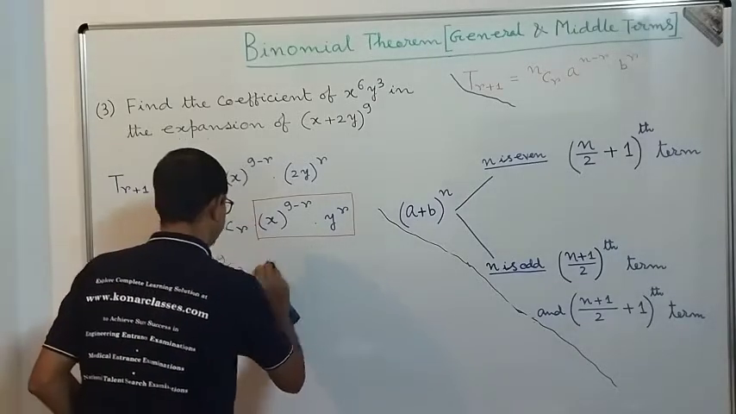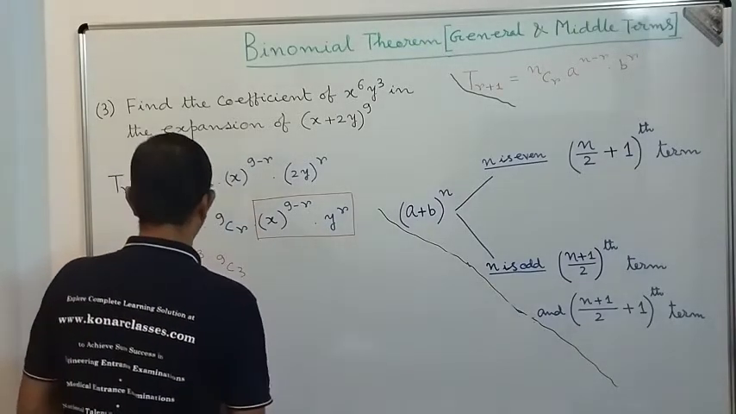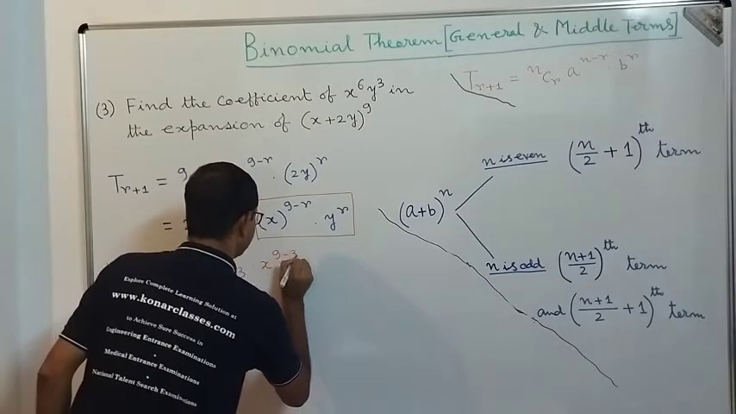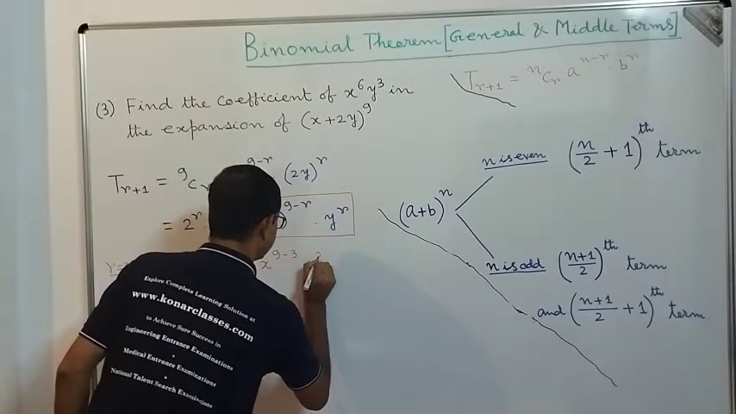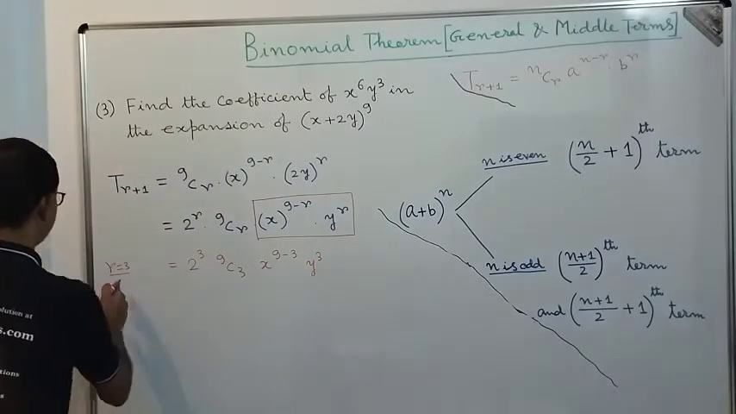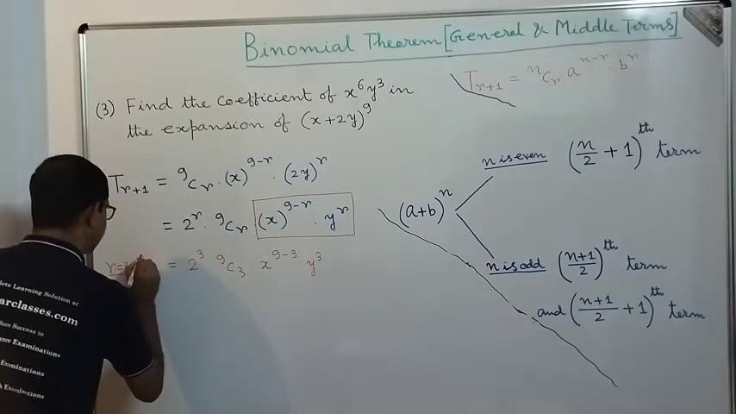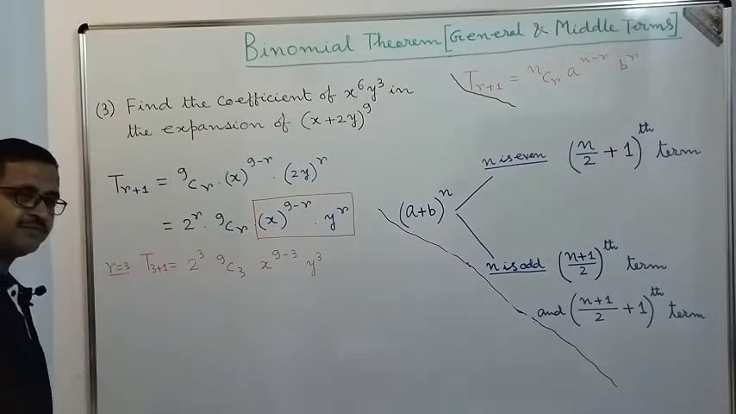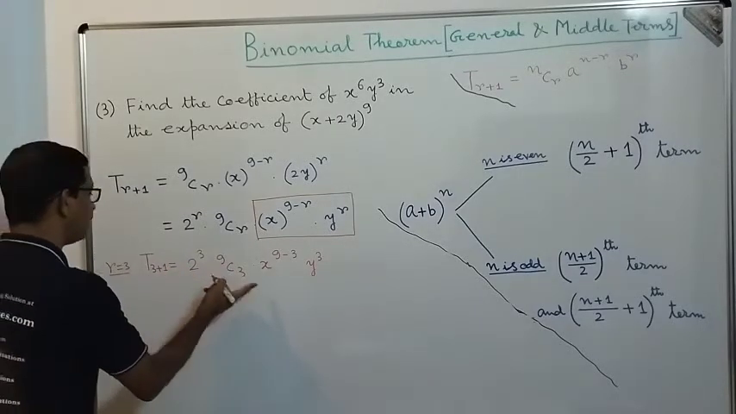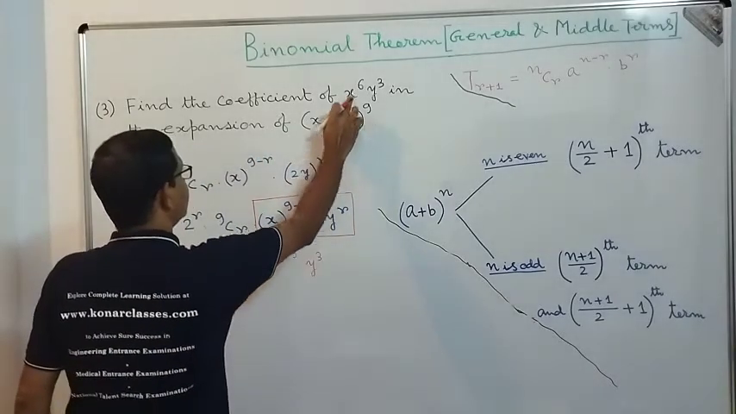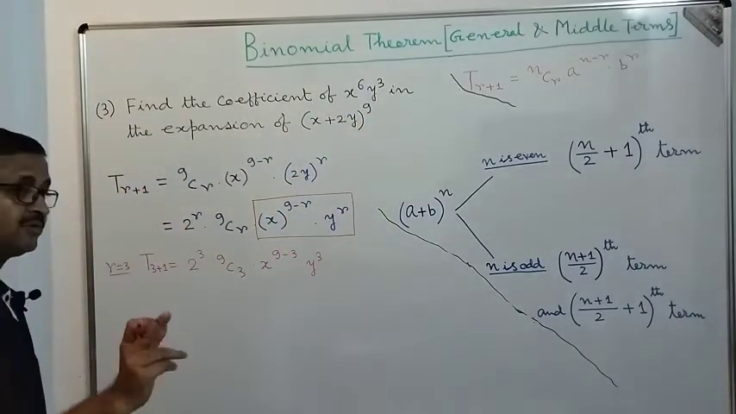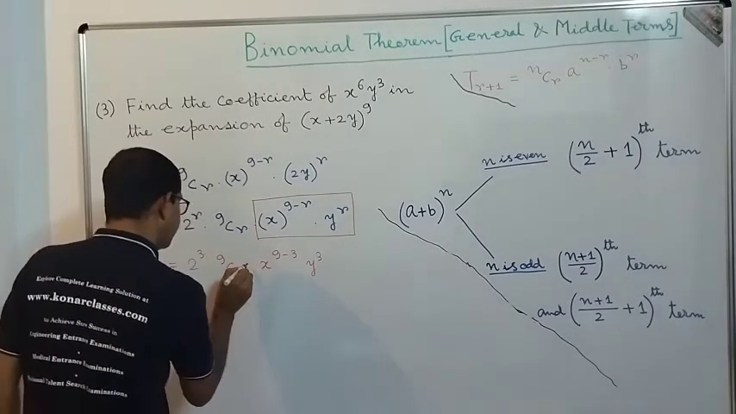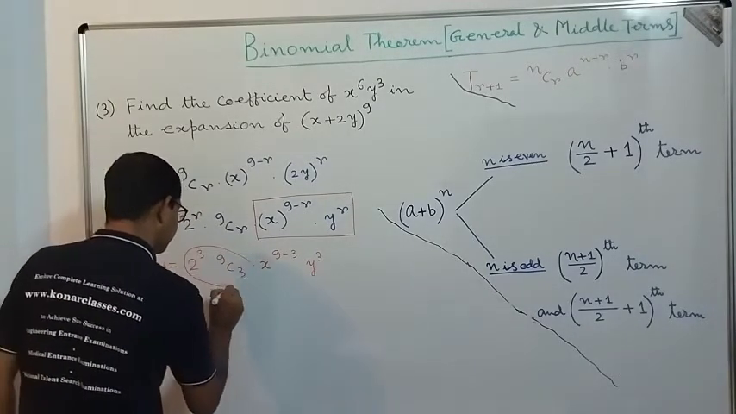So here it will be x to the power 9 minus 3 into y to the power 3. So when r equal to 3, this becomes t3 plus 1, which is nothing but 4. So it is the 4th term in the expansion. We get the term x to the power 6 into y to the power 3, but that is not the question. The question is what is the coefficient? That means we need to find the value of this.